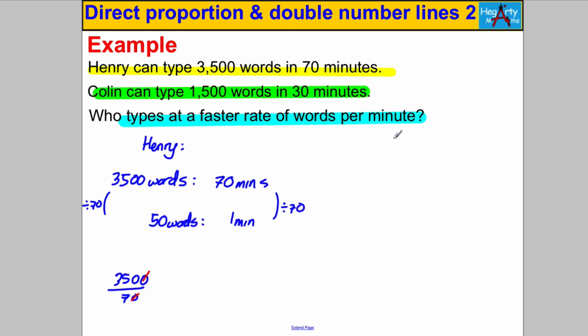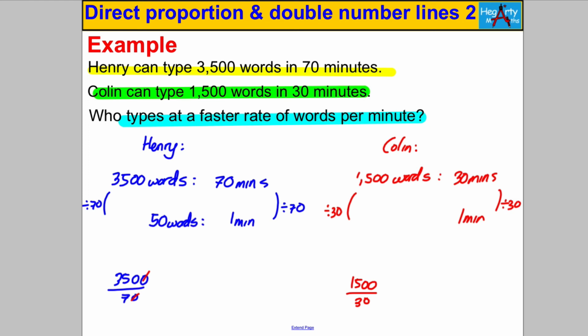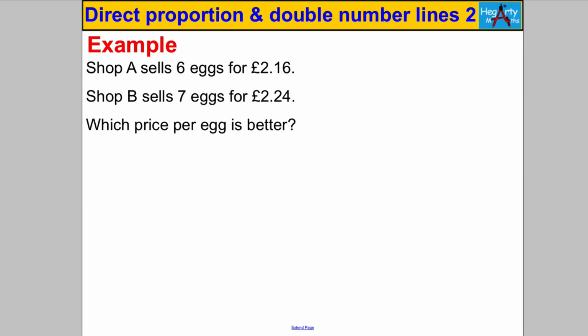Let's go off and see how well Colin's doing. So Colin's over here. Colin, on the other hand, is doing 1,500 words in 30 minutes. Right? So let's try and work out how much he does each minute. We're going to have to divide by 30 here, so we're going to have to go off and divide by 30 here. And if you do 1,500 divided by 30, you can divide the top and bottom by 10, and 150 divided by 3 is actually 50 again. So he does 50 words per minute. So the question is, who types faster? And the answer is they type at the same rate. Last question. Pause the video, have a go.